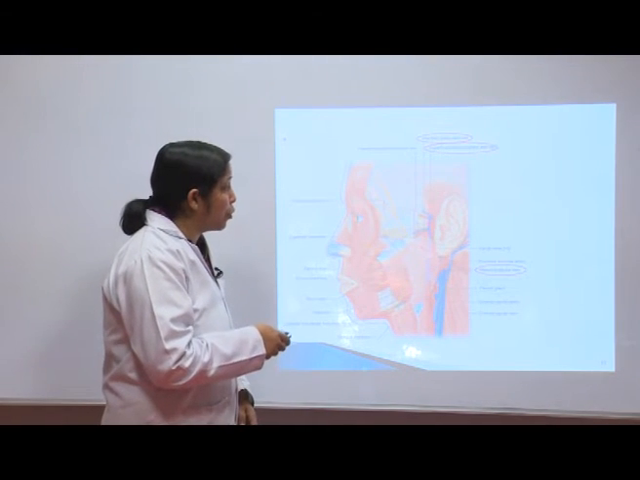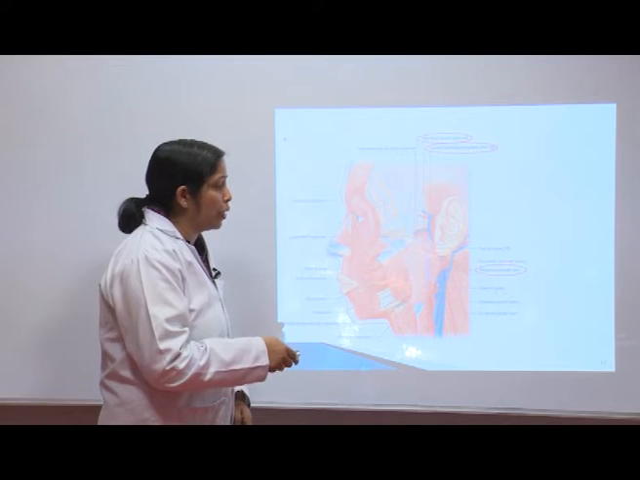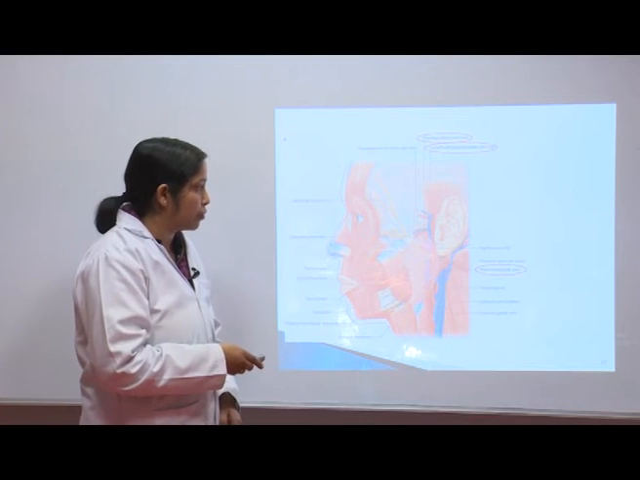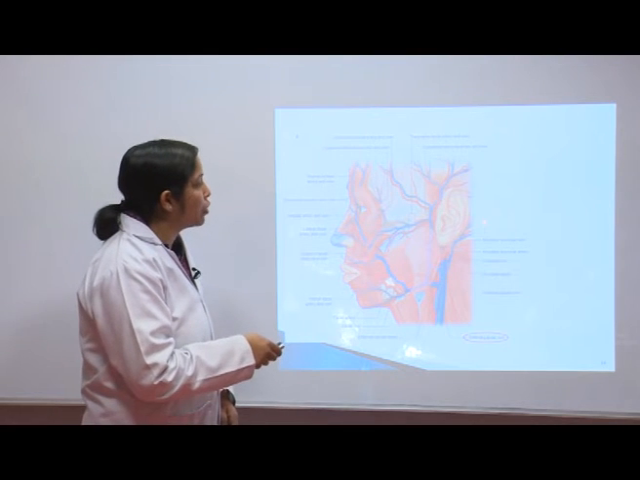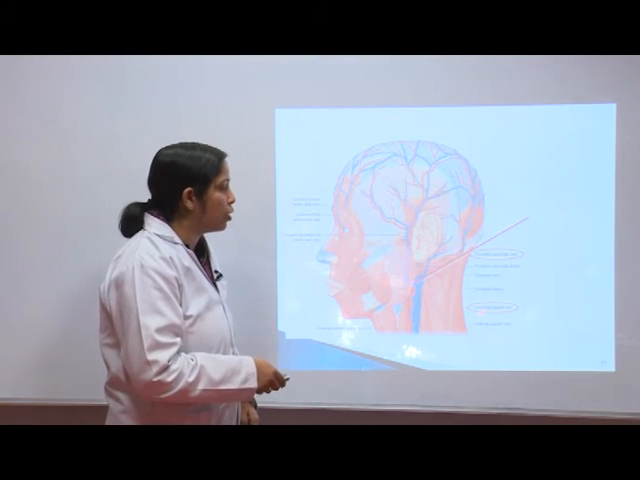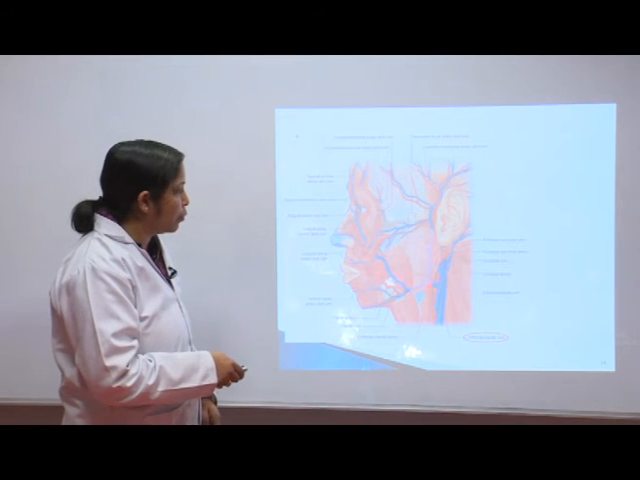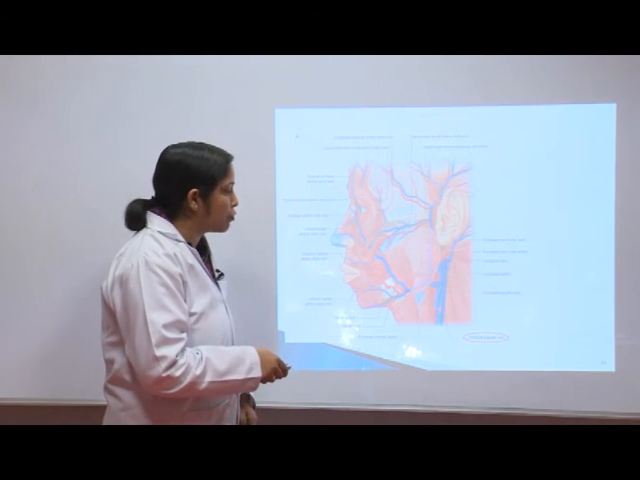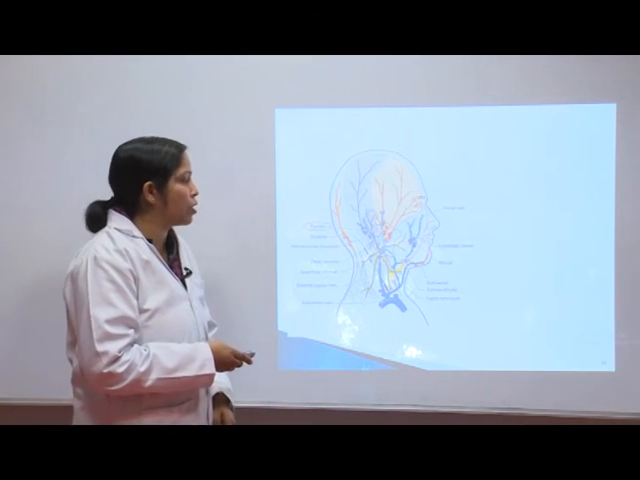Now the superficial temporal vein will join the maxillary vein and they will form the retromandibular vein, which will divide into anterior and posterior divisions. Now the posterior division of the retromandibular vein will join the posterior auricular vein and form the external jugular vein, while the anterior division of the retromandibular vein will join the facial vein and they will form the common facial vein, which will drain into the internal jugular vein. So this is about the venous drainage of the scalp.